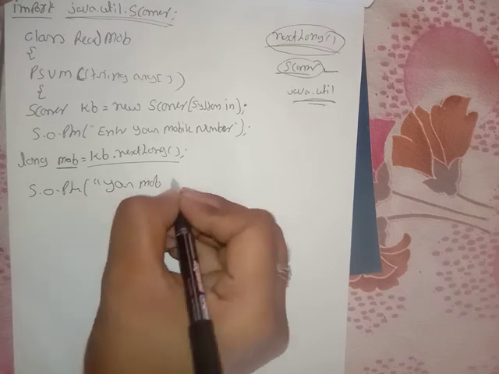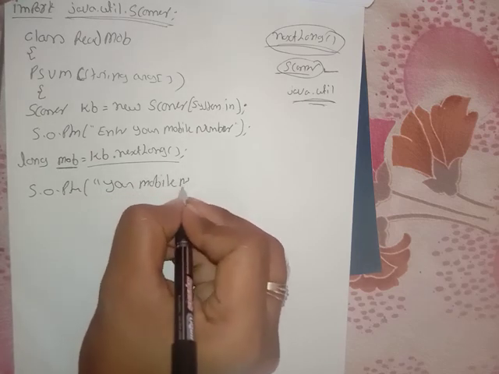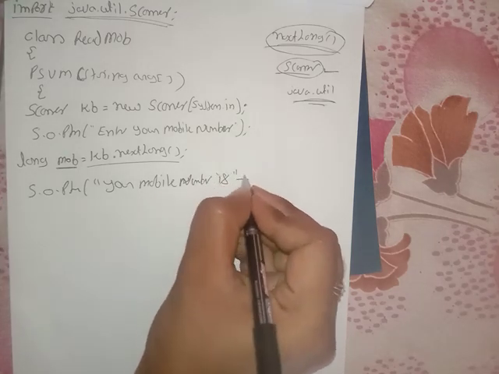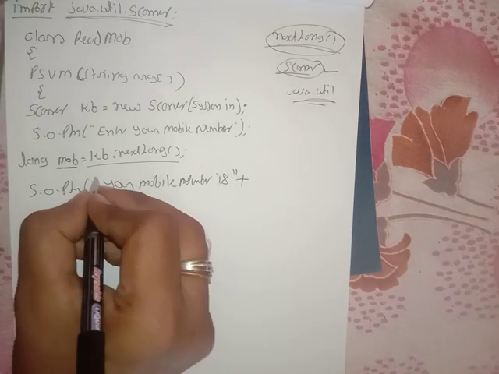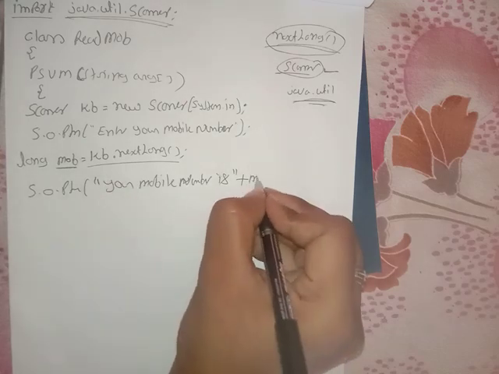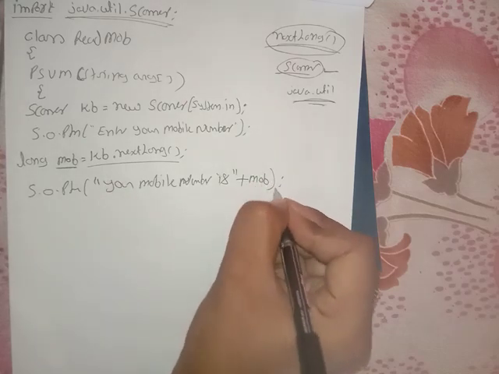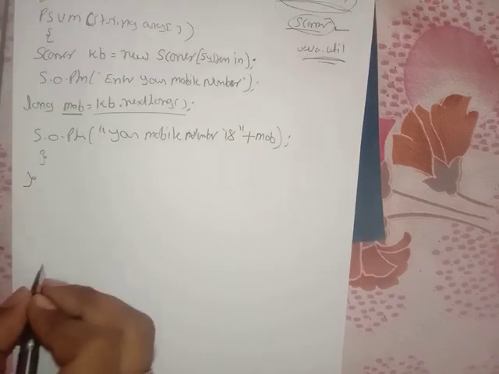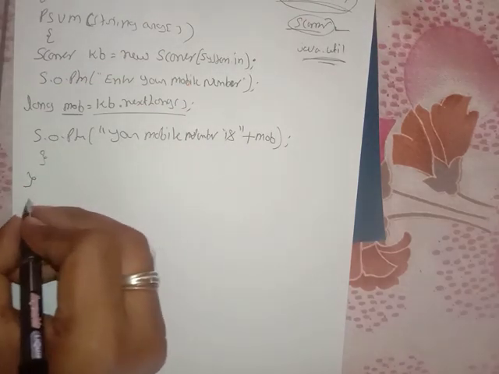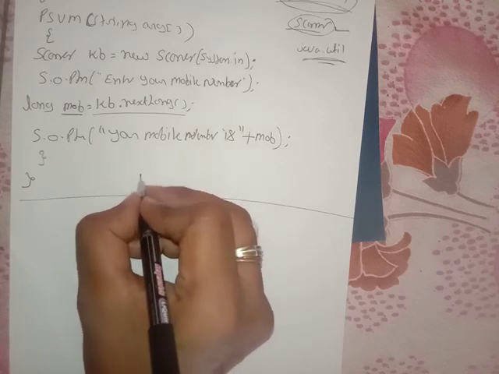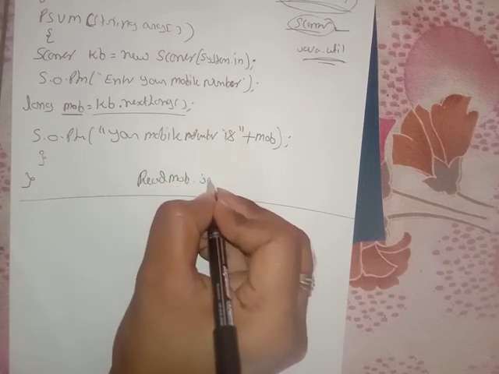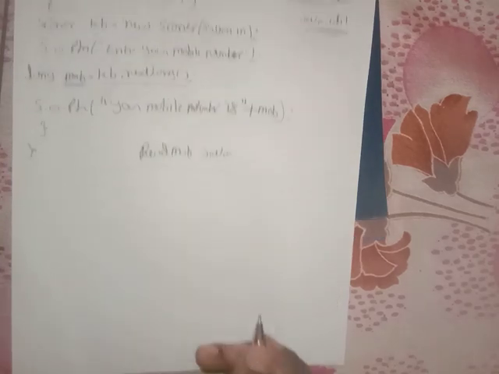Your mobile number is, okay, here you have to use the plus to concatenate, present inside which variable? mob. It is displayed. Close the main, close the class. Okay, now I am saving this file with the name readmob.java.